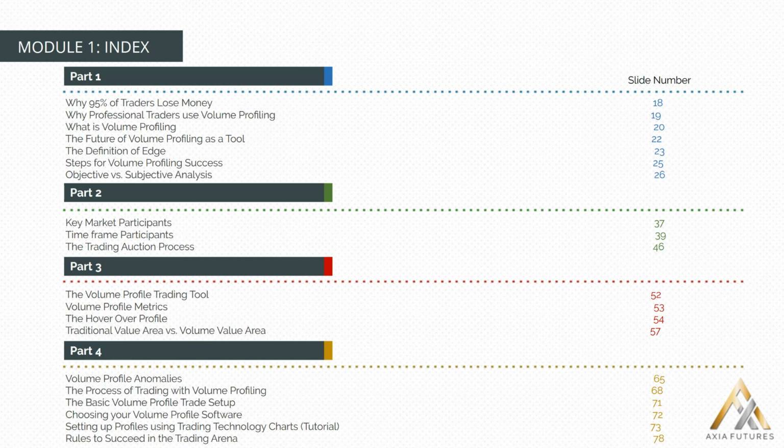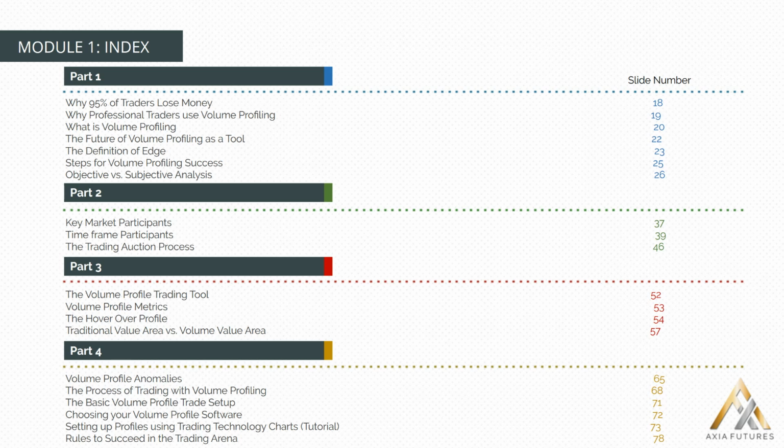In Part 2, we're going to move on and talk about key market participants, time frame participants, and the trading auction process. In Part 3, we will talk about the volume profile as a trading tool, volume profile metrics, and then the argument between traditional value area versus volume value areas.